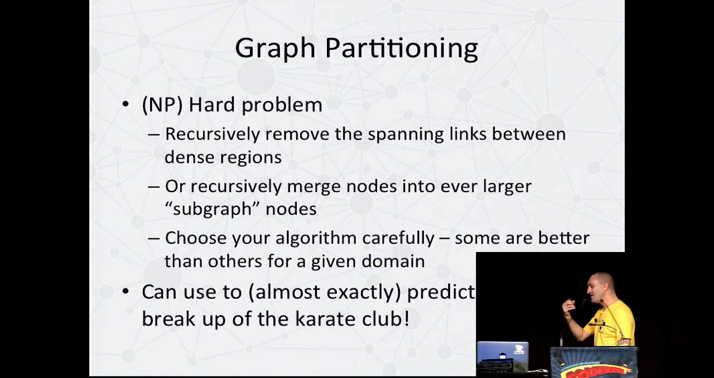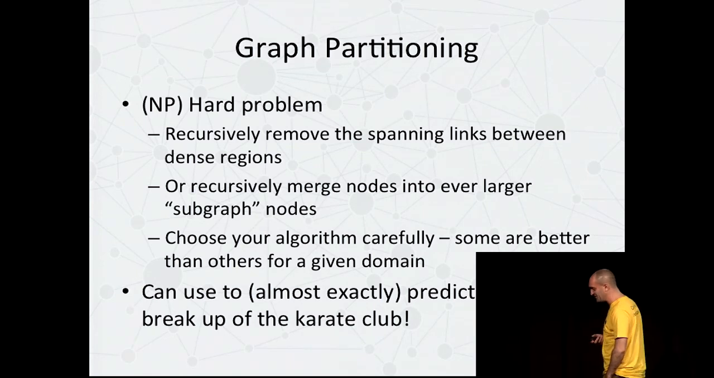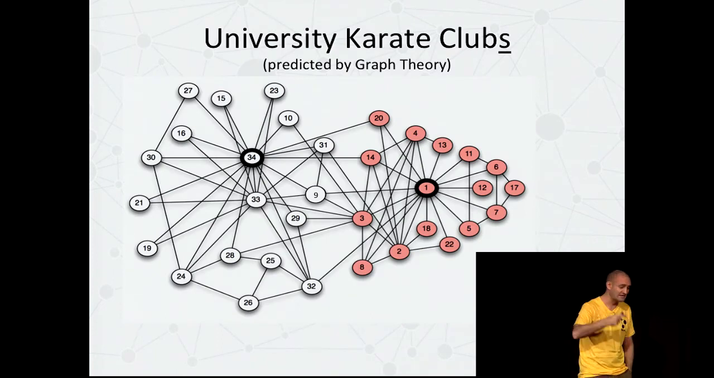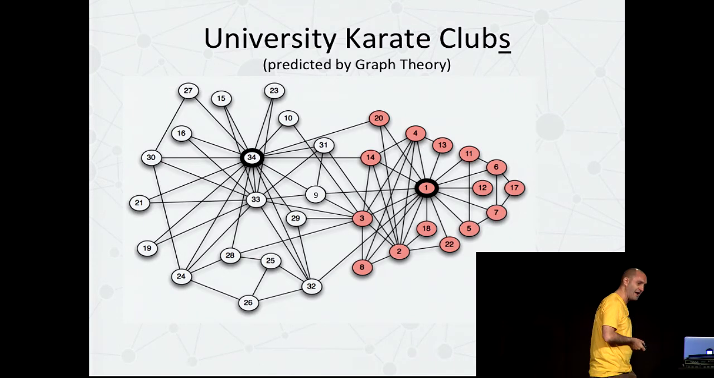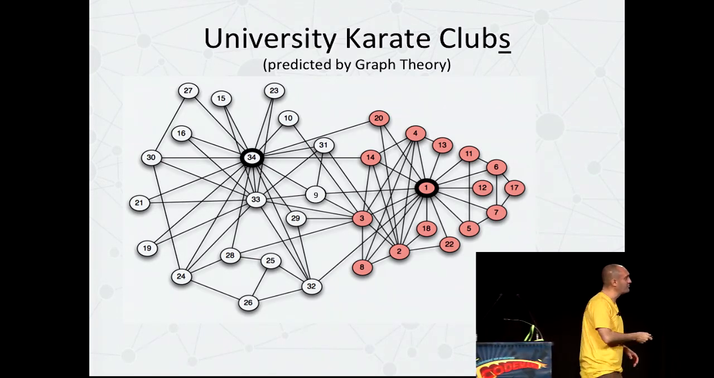So we can use this notion of local bridges, these weak relationships, to start to partition a graph. Now, graph partitioning is an NP hard problem, but there are algorithms that you can use that will give you a probabilistically good outcome.